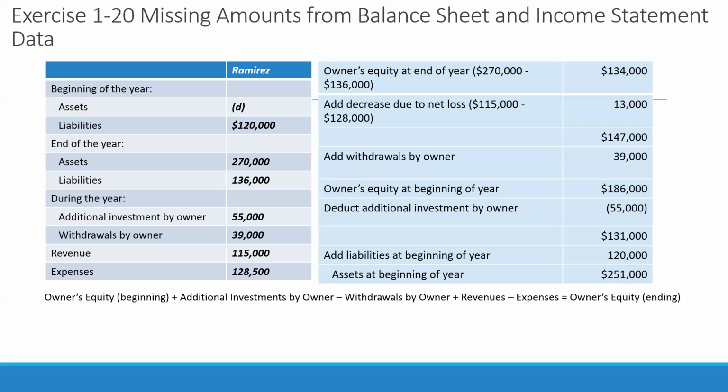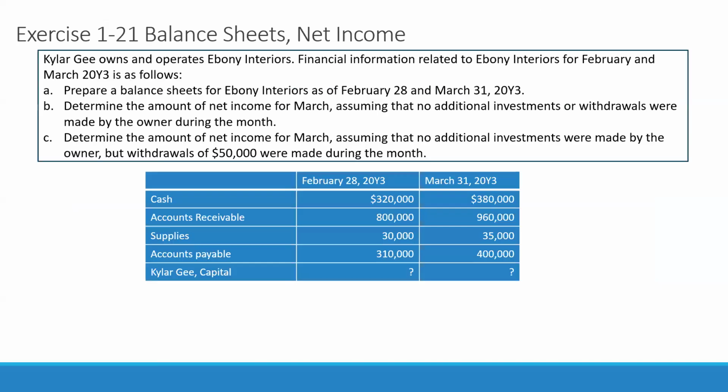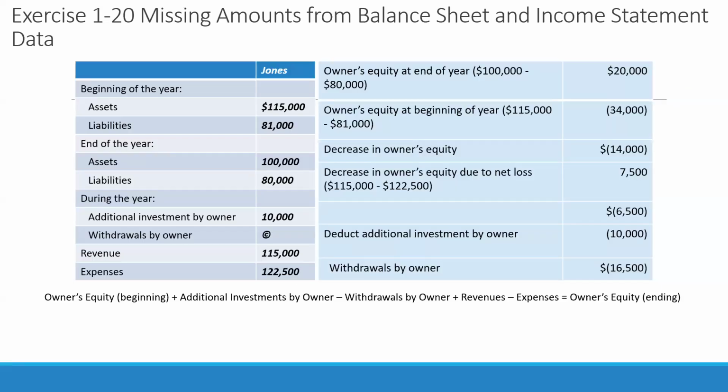And then you deduct the additional investment by the owner, which actually, these two columns really should be switched, but this is just a screenshot from the textbook. And then you have your equity at the beginning of the year was 131,000. You add the 120 and you get 151 is what your assets should be at the beginning of the year. And then, this is just more of the same. But are you guys getting the process for how to figure these? Great.